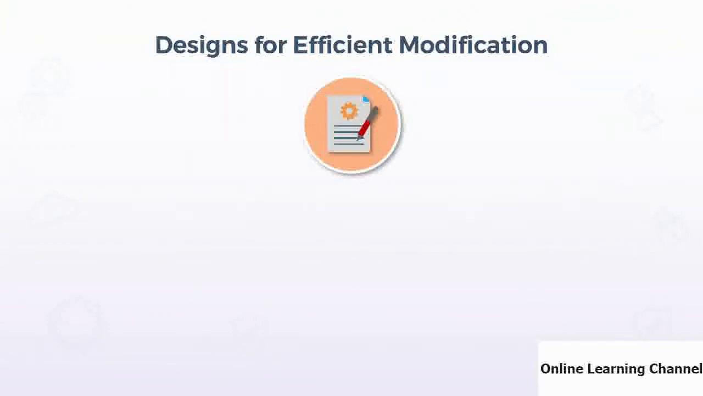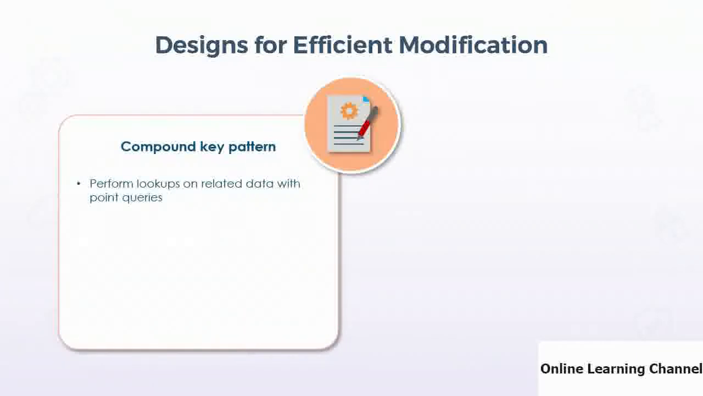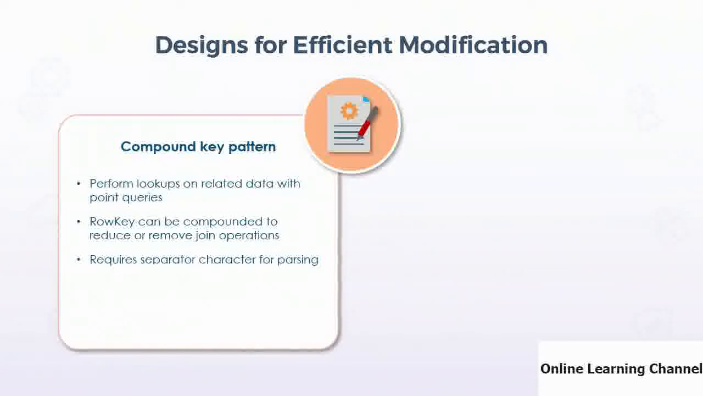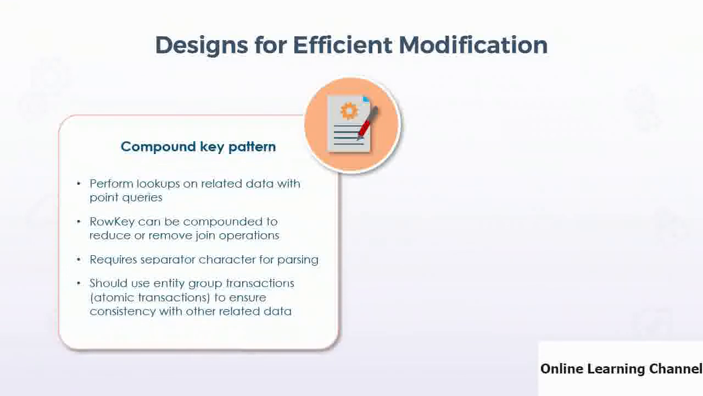So there are two design patterns that can help design an application for optimal writing or modifying data in a table. The compound key pattern uses the row key values in point queries to perform lookups. Using multiple row keys means the query can reduce or remove heavy join operations that otherwise affect performance. Results can be parsed by implementing a separator character. Entity group transactions are a form of atomic transaction where the entire operation succeeds or the entire operation fails, ensuring consistency in operations and avoiding partial data changes.